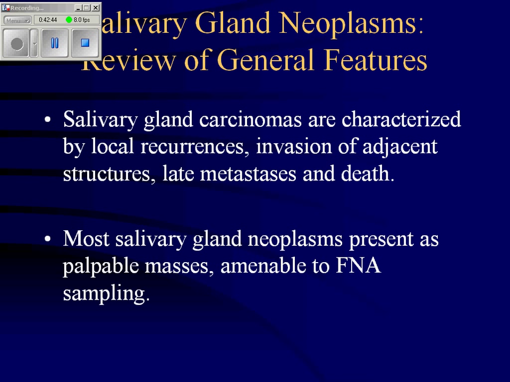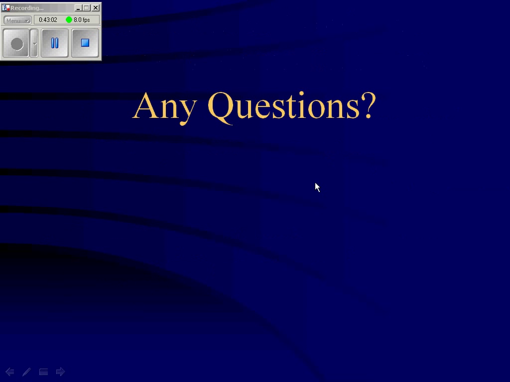And most of the salivary gland neoplasms will present as a palpable mass because they're all pretty much out there in an easy to find place, except for those adenoid cystics in the palate. But the ones in the parotid, the ones in the submandibular are going to be easy to palpate. You can get an FNA of them, and that's helpful.